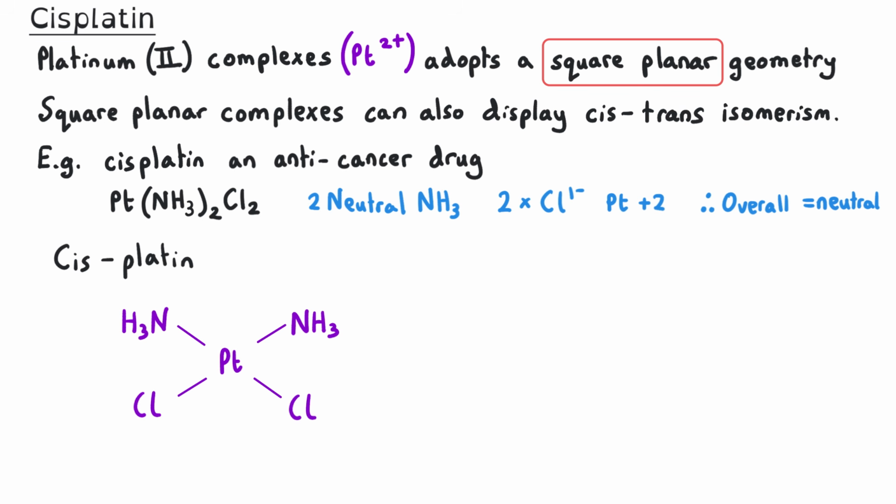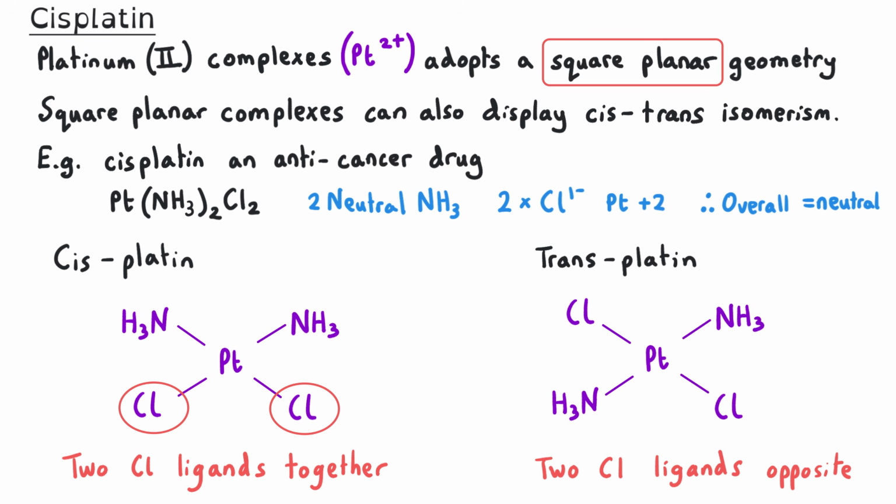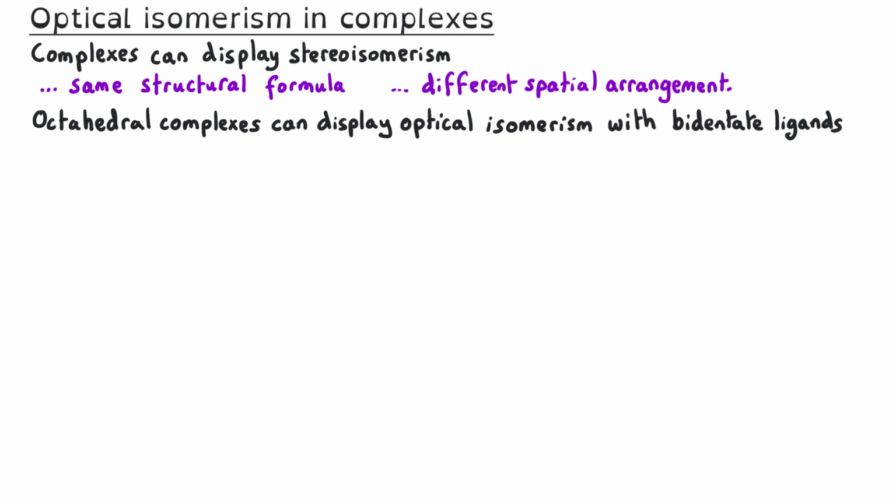In cisplatin, the 2 chloride ligands are together, next to each other. And in the stereoisomer transplatin, the 2 chloride ligands are opposite each other. And so both of these stereoisomers have the same formula, but they have a different spatial arrangement. And it is only cisplatin that is able to act as the anti-cancer drug. The transplatin has the wrong arrangement of its ligands.